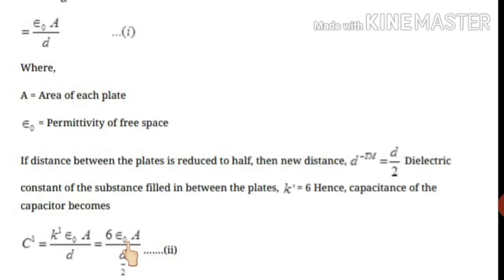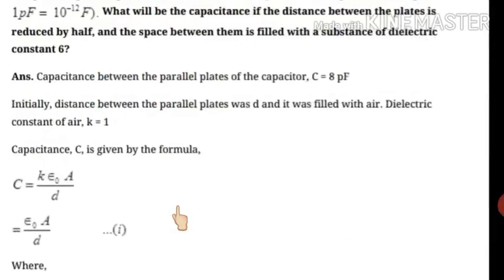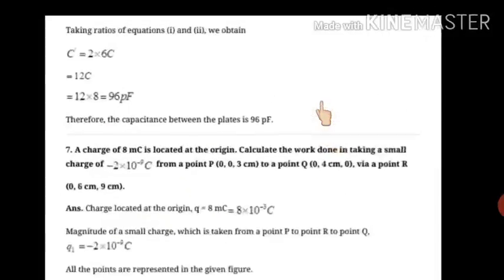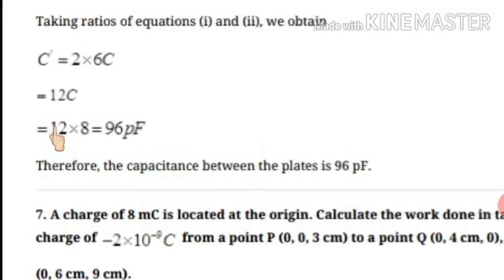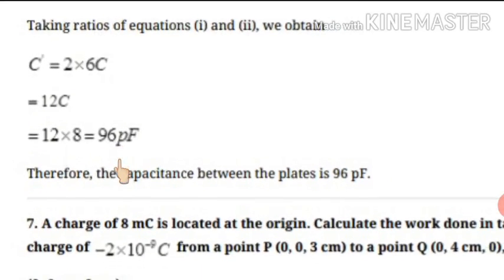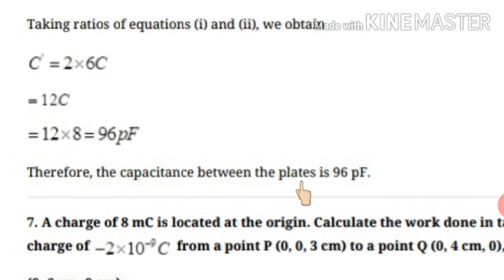Now what is K? That is the value of dielectric constant. It is 6 epsilon naught A, and now the distance is reduced by half, so it will be D by 2. So now this 2 will go in the numerator, and it will be multiplied by 6, so it will be 12. What will be left? Epsilon naught A upon D. Epsilon naught A upon D means what? The capacitance before the insertion of the dielectric, which is 8. So finally, 2 sixes are 12 into 8 will give you 96 picofarad. So this will be the capacitance between the plates when a dielectric is inserted between the plates and the distance is reduced.